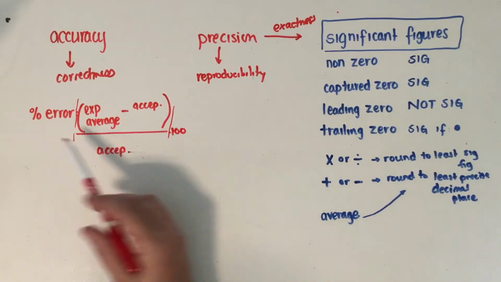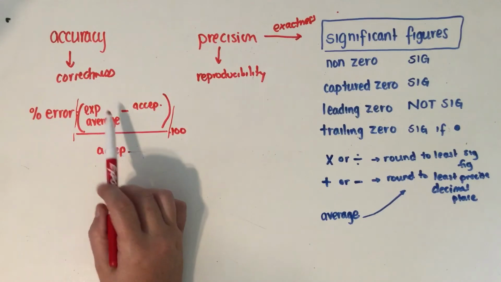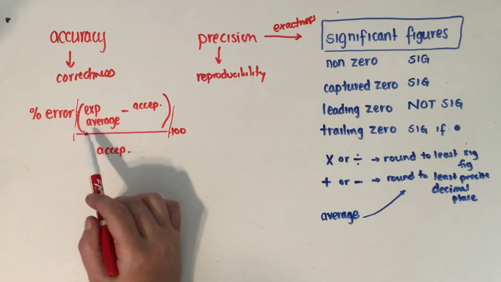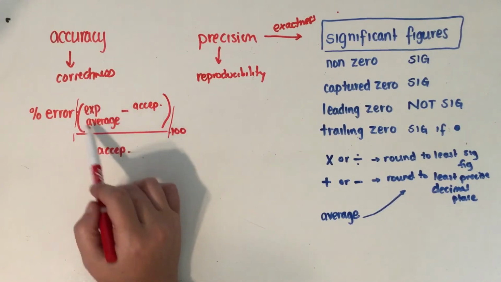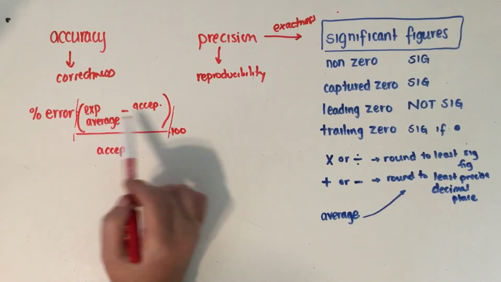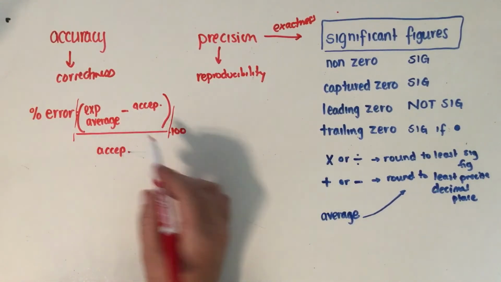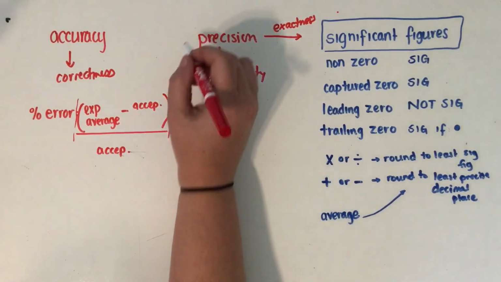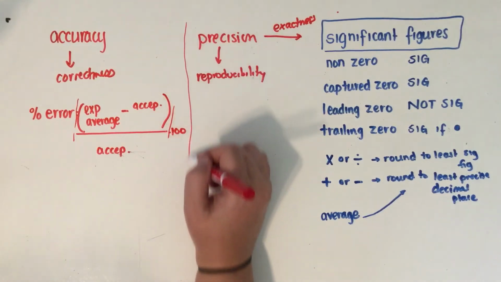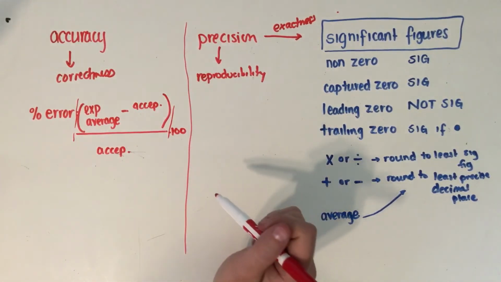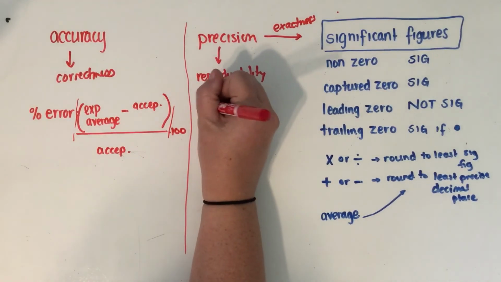A negative percent error just means that your experimental average was smaller. A positive percent error just means that your experimental average was bigger than the accepted. It doesn't matter if you're smaller or bigger, it just is how close to the accepted you are. That's the percent error.